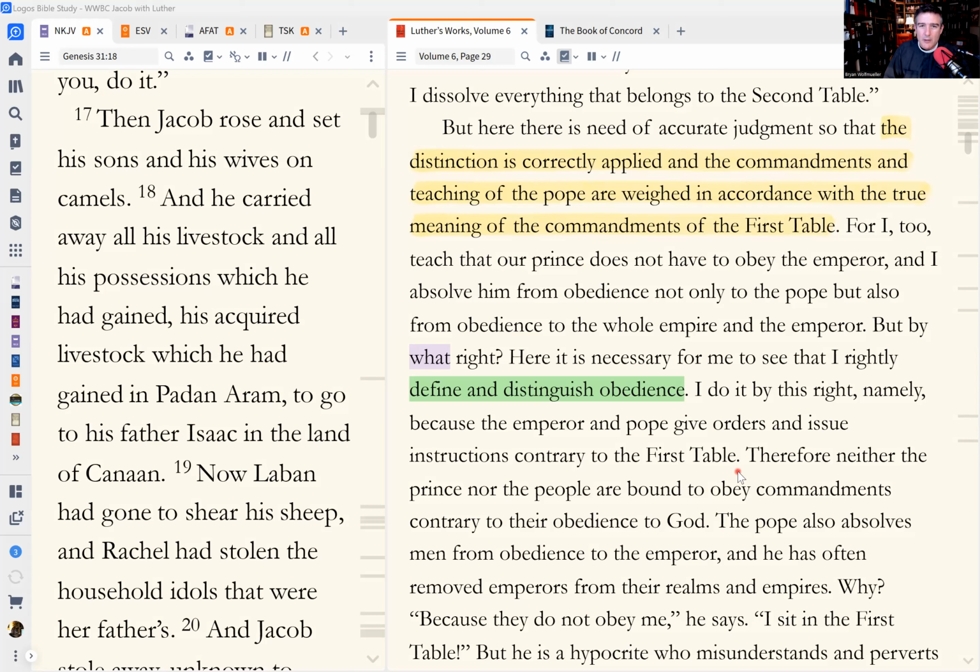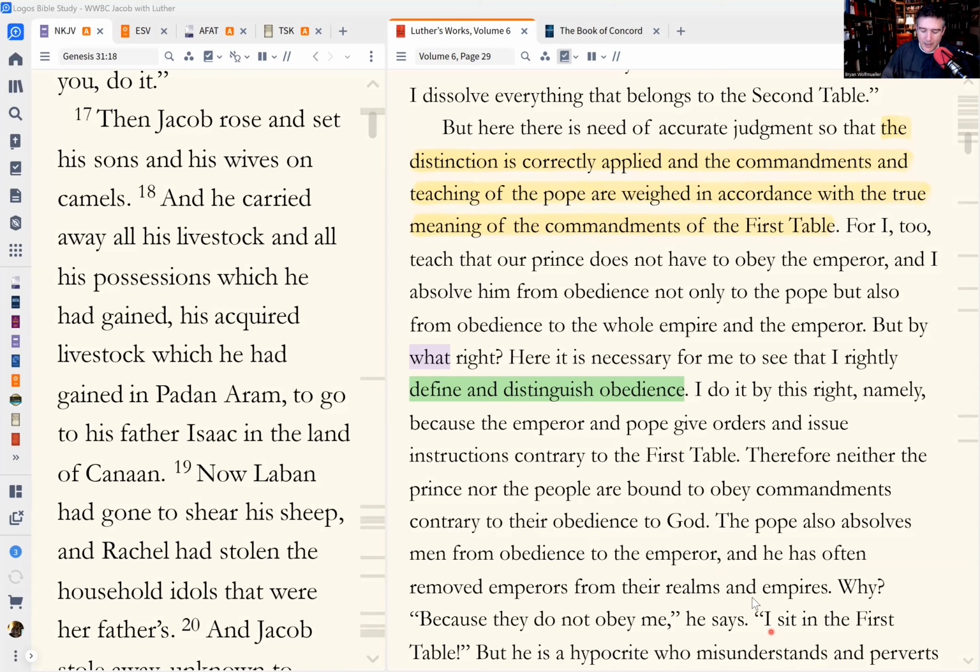For example, don't preach the gospel. You can't do that. It's like in the book of Acts, when they say, stop speaking the name of Jesus, and they say, we have to obey God rather than man. It's like the perfect example. Therefore, neither the prince nor the people are bound to obey commandments contrary to their obedience to God. The Pope also absolves men from obedience to the emperor, and he's often removed emperors from their realms and empires. Why? Because they do not obey me, he said.